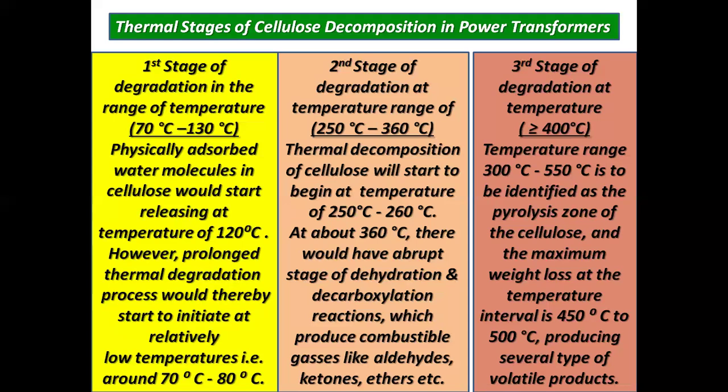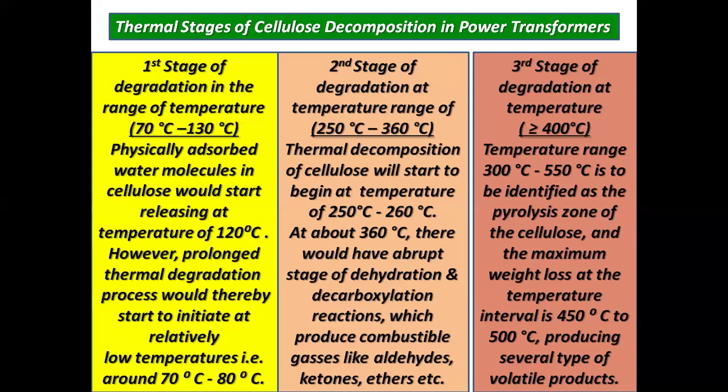Actually, physically absorbed water molecules in cellulose would start releasing at a temperature of 120 degrees centigrade. However, prolonged thermal degradation would start to initiate at relatively low temperatures, around 70 degrees centigrade to 80 degrees centigrade. Now, second stage of degradation at temperature range 250 degrees centigrade to 360 degrees centigrade.